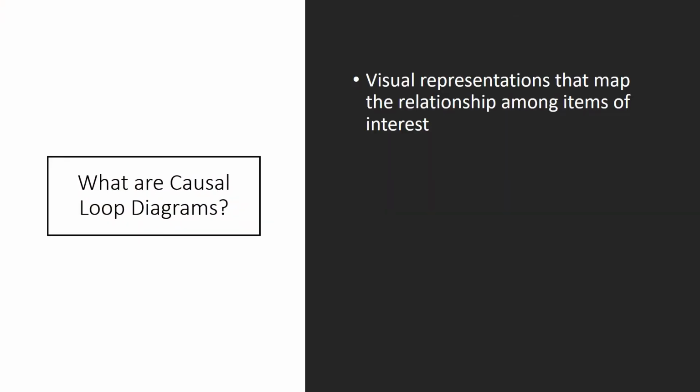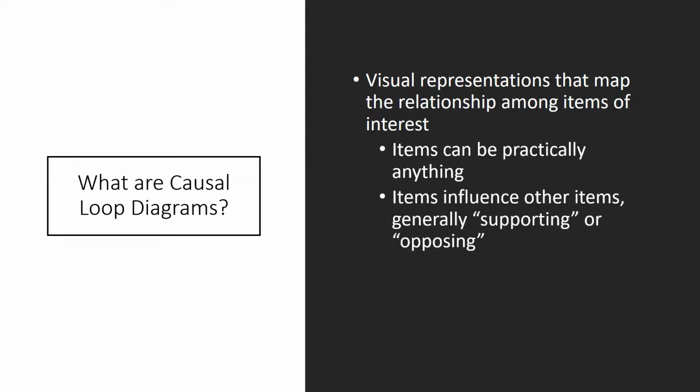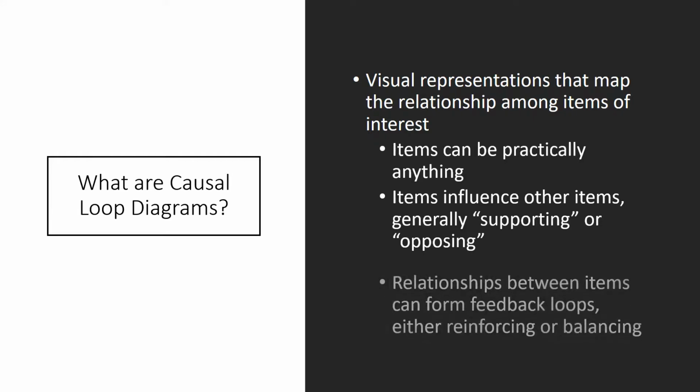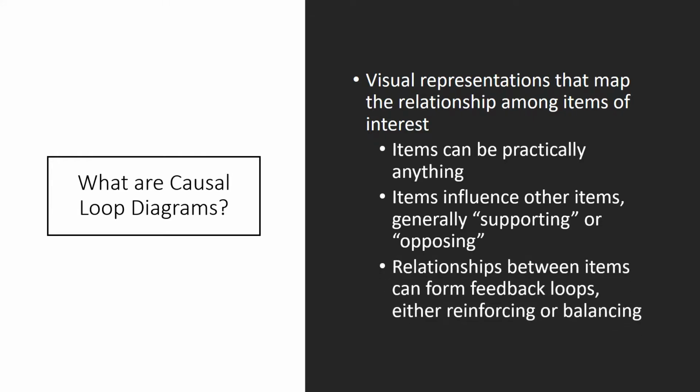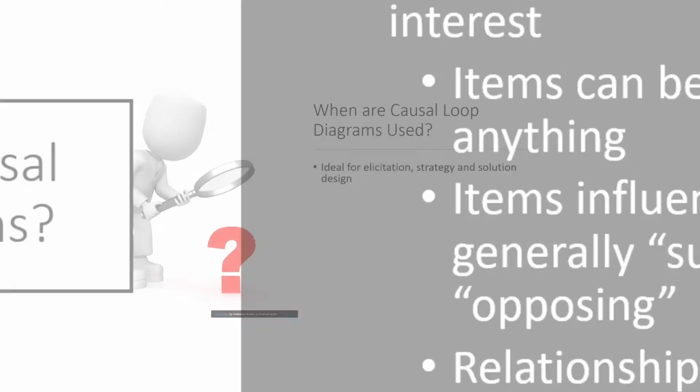So what are causal loop diagrams? Causal loop diagrams are visual representations that map the relationship among items of interest. The items can be practically anything. The items influence other items. They generally support or oppose each other. And the relationships between items can form feedback loops, either reinforcing or balancing.